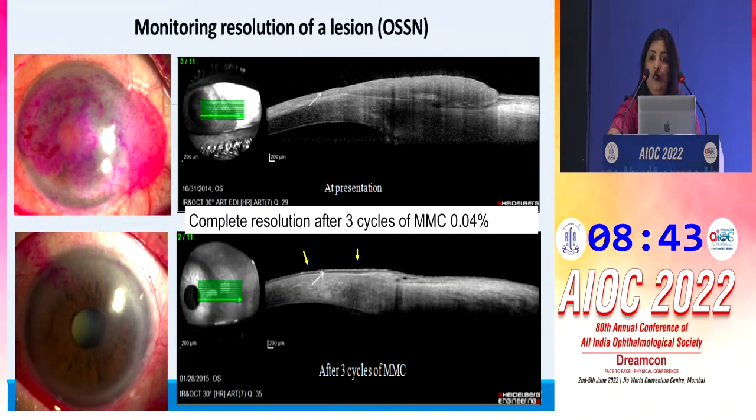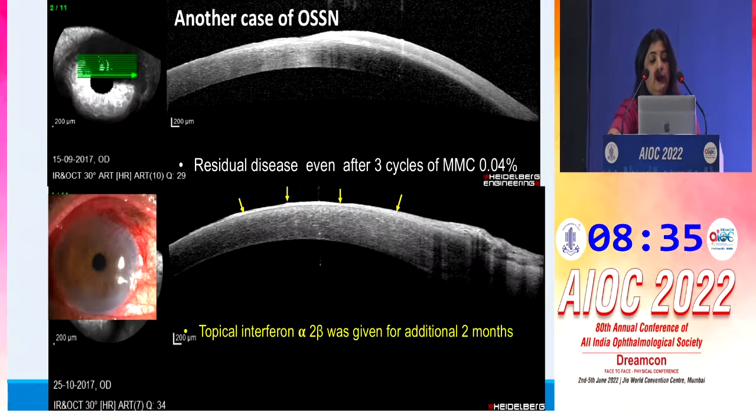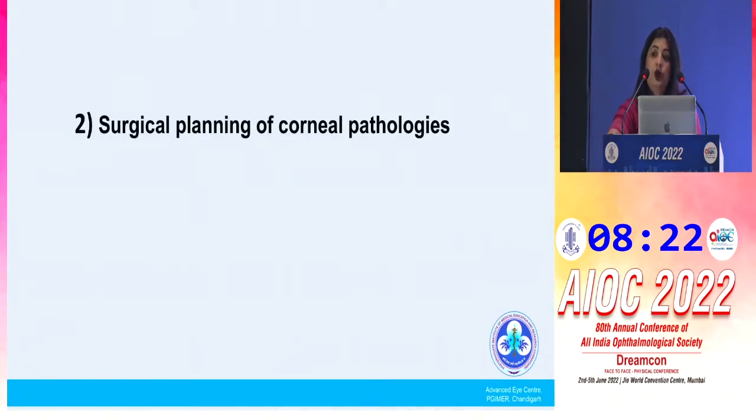Then we can monitor the resolution of the lesions. For example, in this case, after 3 cycles of mitomycin C, there was complete resolution. We saw hyporeflective epithelium. In another case, there was residual disease even after treatment. We see the hyperreflective epithelium, a very thin layer shown by the yellow arrows, and so topical interferon treatment was continued for a while.